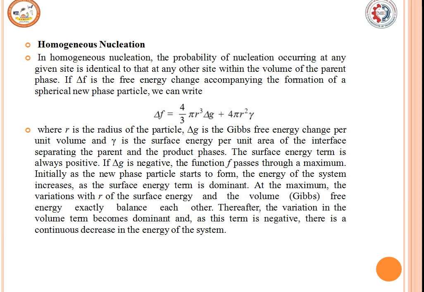At the maximum, the surface energy and the volume free energy exactly balance each other. Thereafter the volume term becomes dominant, and as this term is negative, there is a continuous decrease of the energy of the system. So based on the inputs we get for delta G, gamma and r, these three parameters help to define homogeneous nucleation.